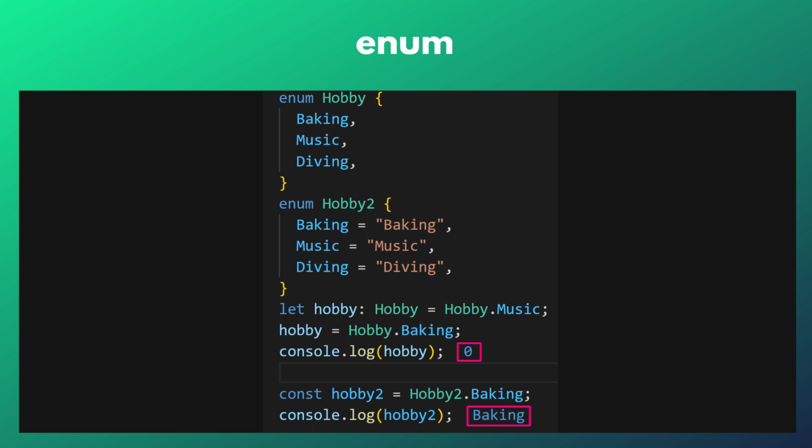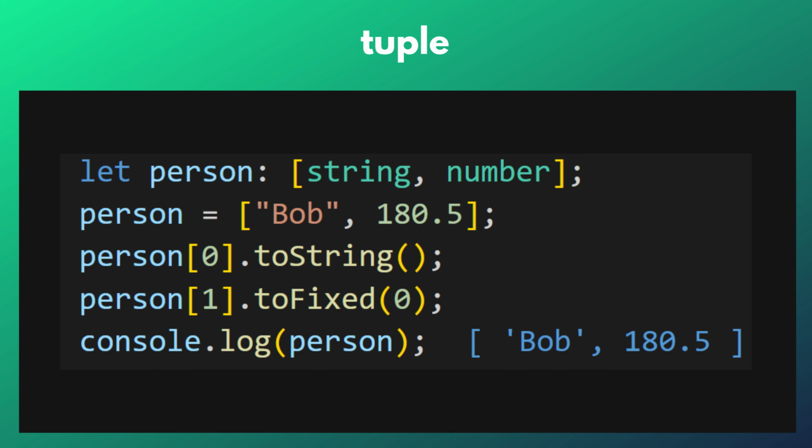In the first version, when we access the baking value, the index is returned, and in the second one, the value that we set explicitly. Tuple. A tuple is another sort of array type that knows exactly how many elements it contains and exactly which types it contains at specific positions. The tuple person contains two values, the first being a string and the second a number. They can be anything. In this example, the first value is the name and the second is the height.